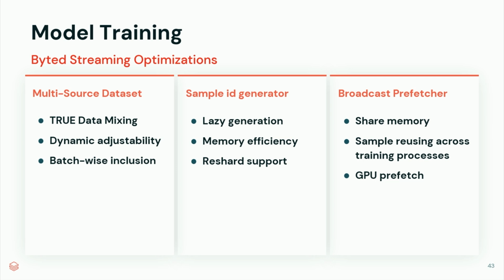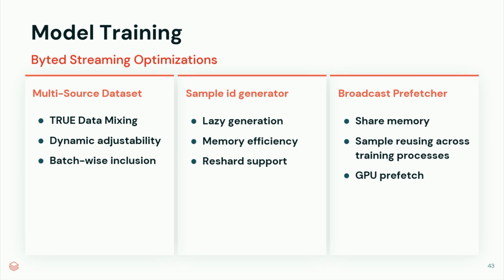The second is the lazy sample ID generator. In Mosaic Streaming, every sample is assigned a sample ID during initialization, but when dealing with large-scale datasets, this would cause memory issues. So we implemented an ID generator mechanism to lazily generate sample IDs. The IDs are generated only when the samples are actually accessed, and it also supports the reshard scenario.